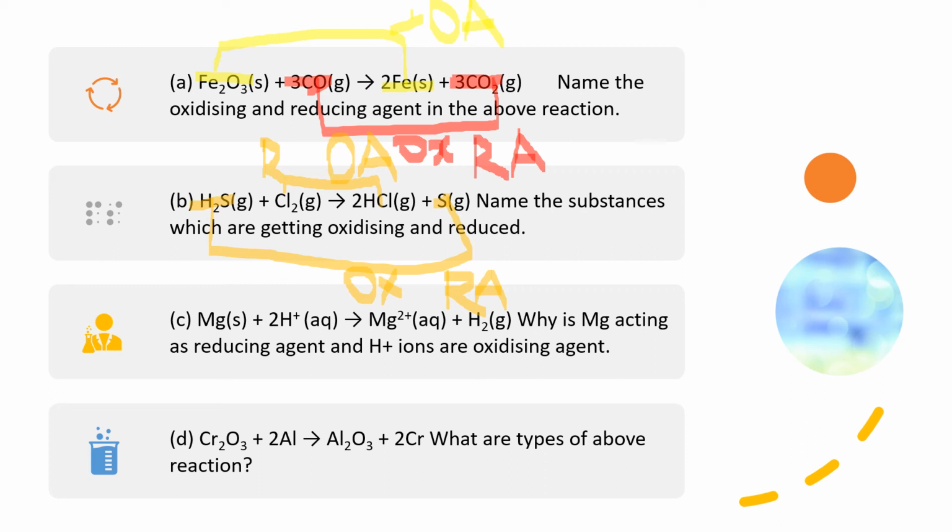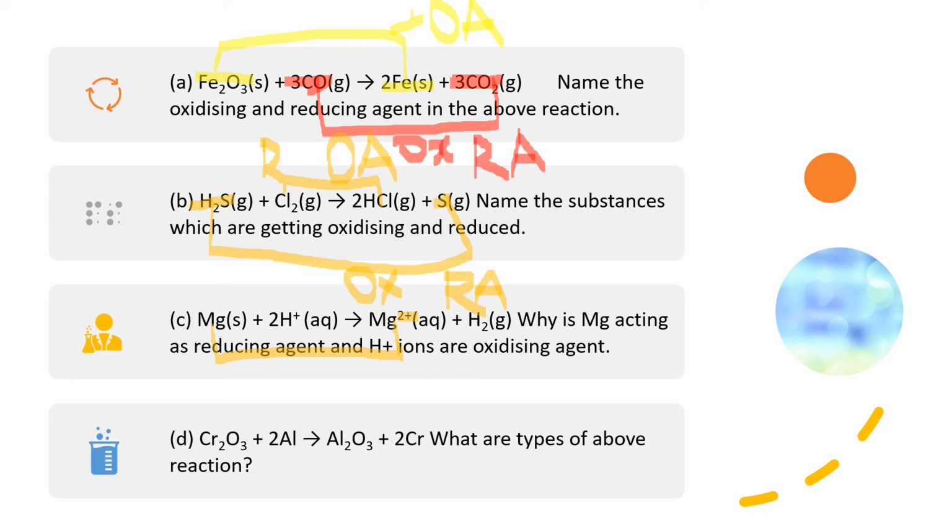So here the question is, why is Mg acting as a reducing agent? You can see Mg gets oxidized to Mg2+. Oxidation means removal of electrons. Here two electrons get removed to form this 2+ ion. So Mg is oxidized to Mg2+. So the question is, why is Mg acting as a reducing agent, or why is Mg oxidized to Mg2+? Clear?